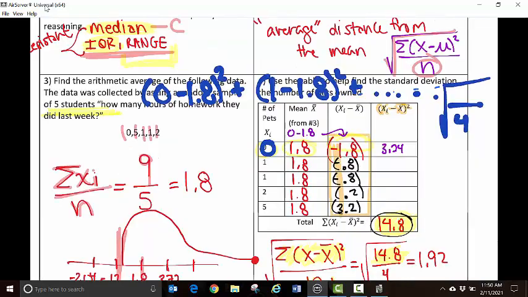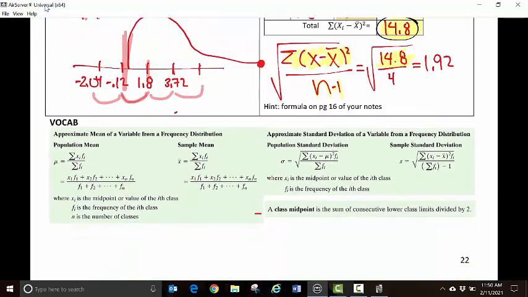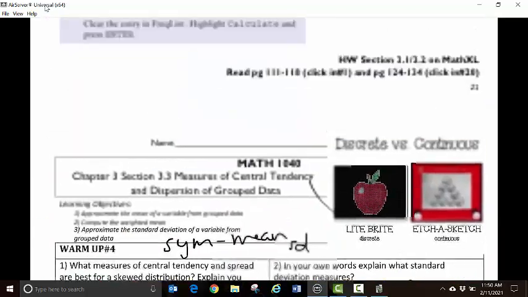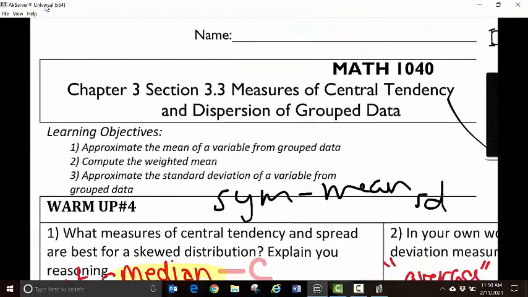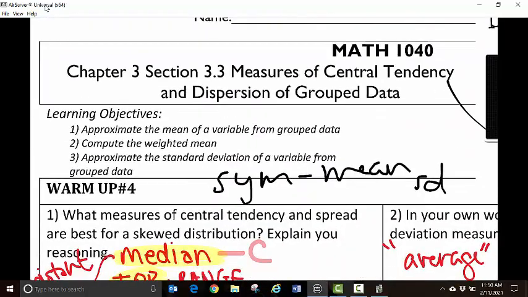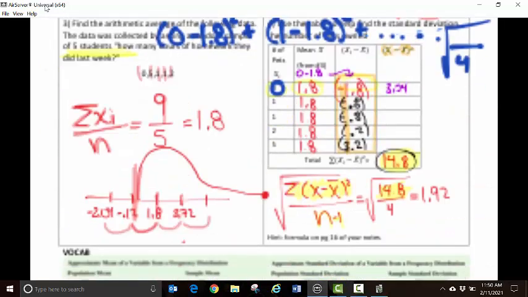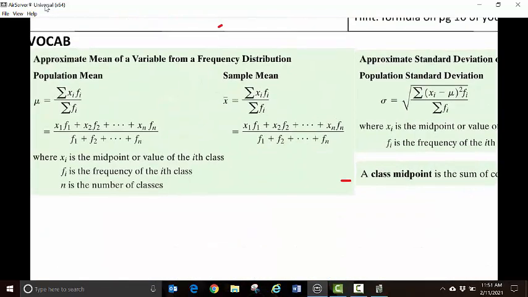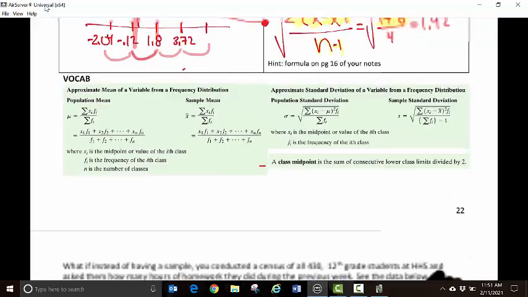All right, so here now for today, our goal is to be able to do the same thing but with group data. Find the mean, the standard deviation, and then we're going to talk about the weighted mean, which is what we did in 1030. So these are the formulas for group data. I'm going to come back to them because it's not super important that you can read it, just that you can do it. So here we go.